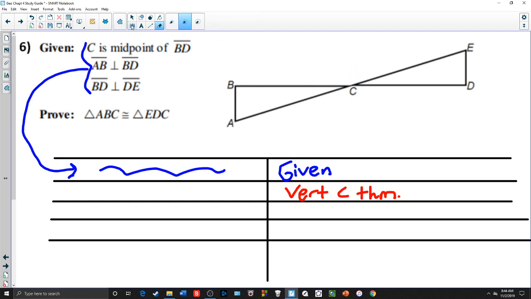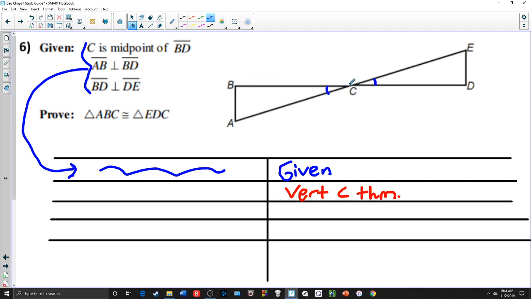Well, I would prefer the ones inside the triangles, because I'm trying to prove the triangles are congruent. So I'm probably going to want this angle here, and this angle here, this little bow tie shape. So how do I call those angles? Well, this one right here is angle BCA, because again, I want this corner.